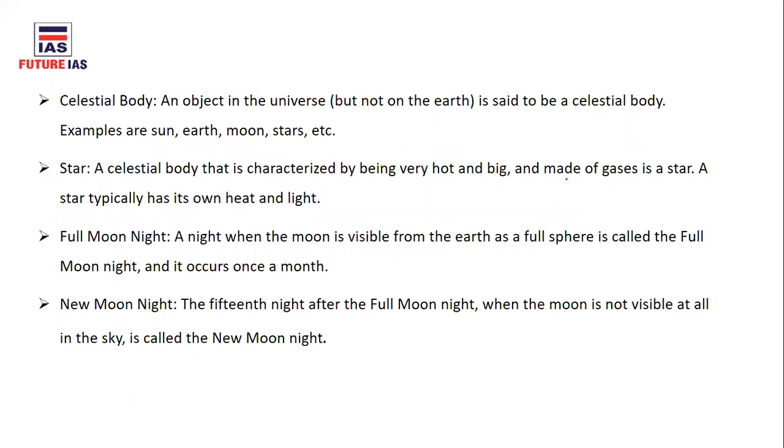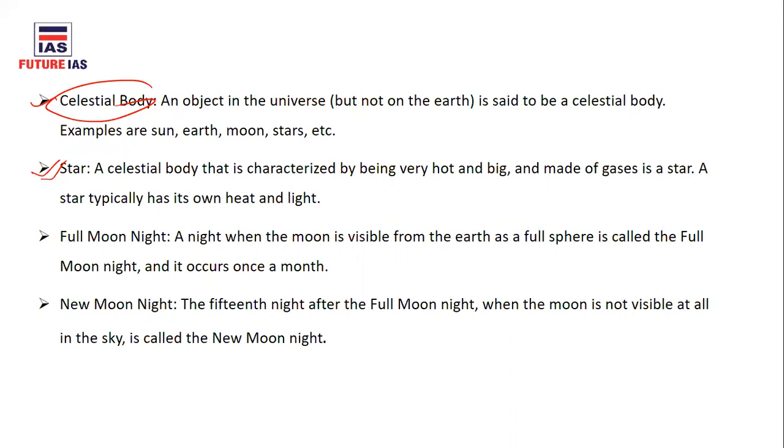All right. Let's understand celestial bodies. I have already told you about celestial bodies. A celestial body means any object in our universe. For example, the sun is a celestial body, the earth is a celestial body, the star is a celestial body, the moon is a celestial body. I have told you the definition of a star. A star has its own light and heat, and generally it is made up of gases, and such a celestial body is called a star.